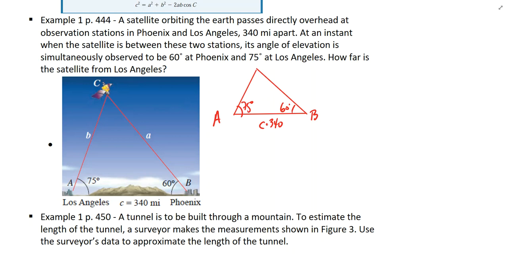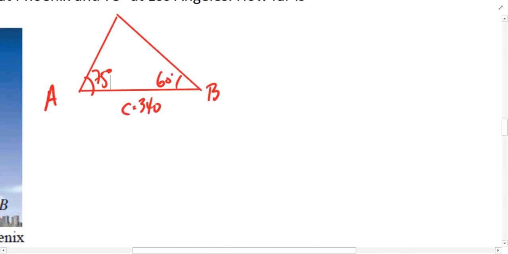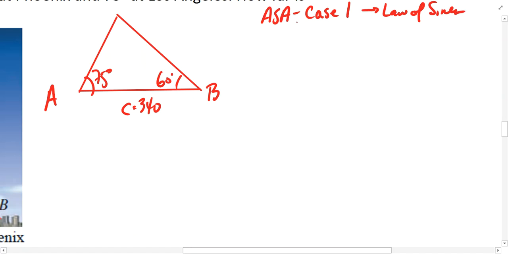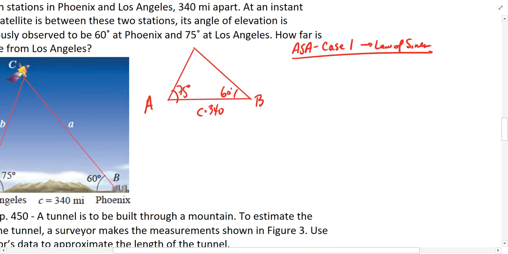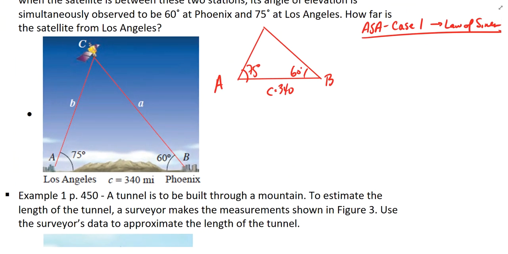So if I recreate this diagram in a simplified view with just the triangle provided, you should note that two angle measures with the side length in between is an ASA triangle, which falls under case number 1, and is going to require the law of sines to solve. In this particular application, we're not going to solve the entire triangle. The question only asks, how far is the satellite from Los Angeles?